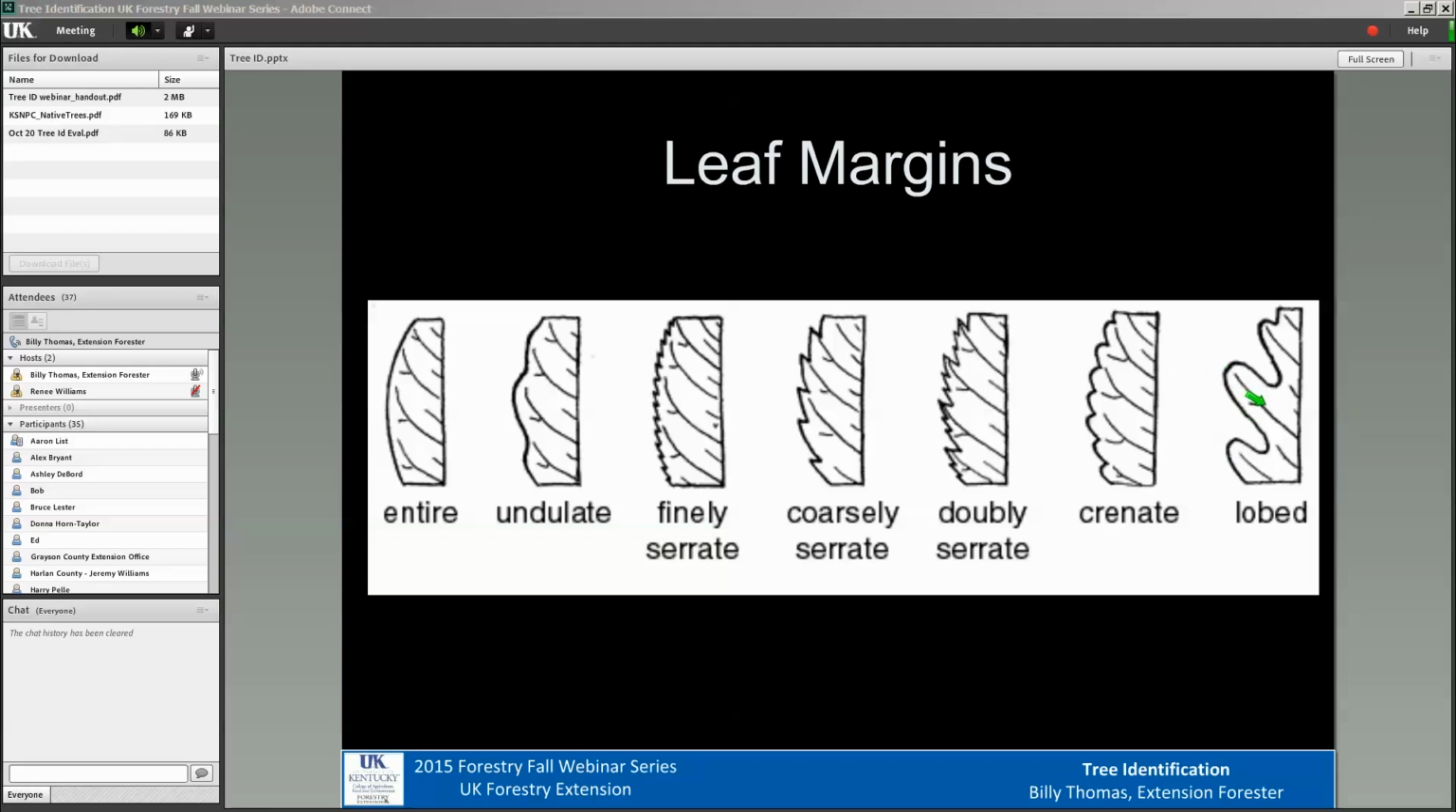Many of our oaks are lobed, and the spaces in between are the sinuses. So it'll ask you about the lobing. So this is the lobing. When we talk about the leaf margins, we're talking about the edges of those, and that also applies to the leaflet margins as well.